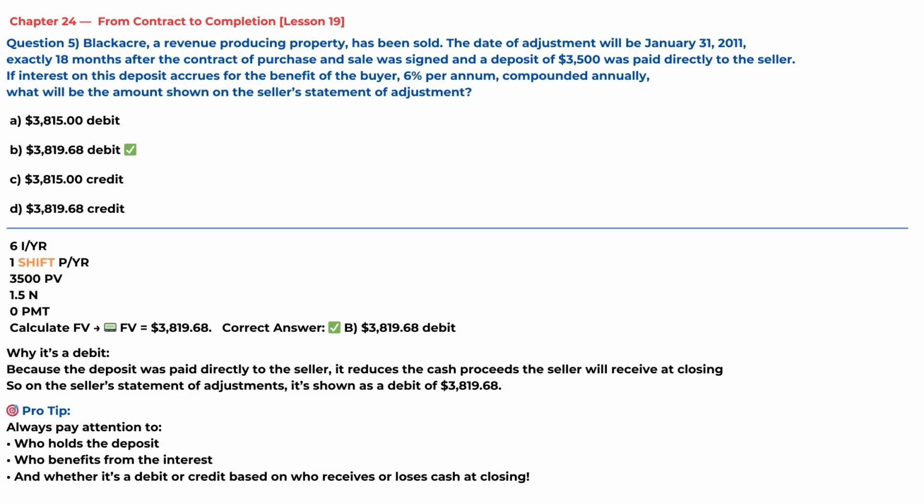$3,819.68 debit. Why it's a debit? Because the deposit was paid directly to the seller. It reduces the cash proceeds the seller will receive at closing, so on the seller's statement of adjustments, it's shown as a debit of $3,819.68. Pro tip. Always pay attention to who holds the deposit, who benefits from the interest, and whether it's a debit or credit based on who receives or loses cash at closing.